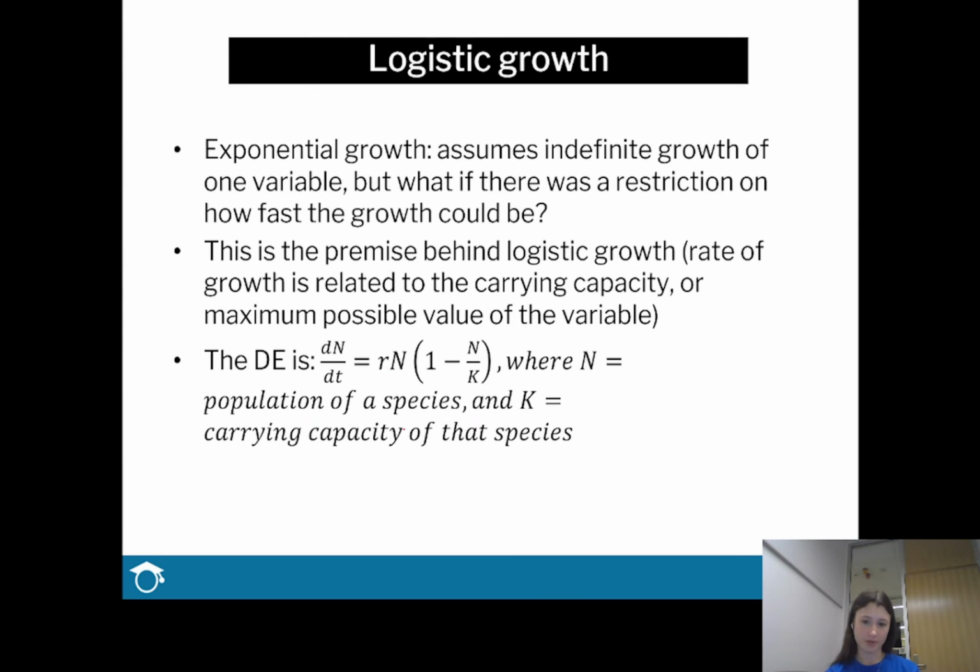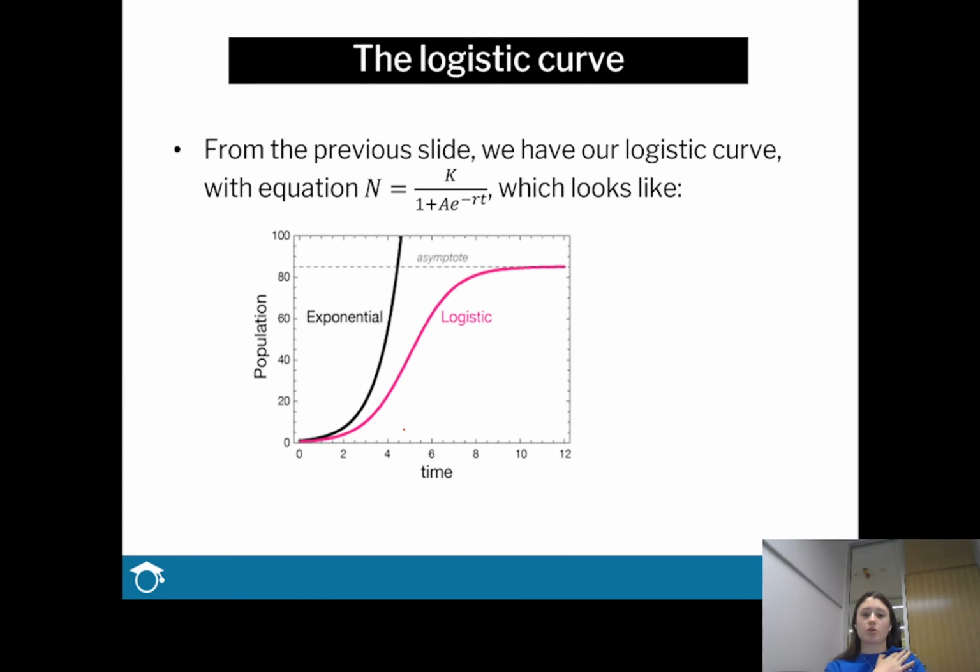So this is the derivative equation, but the logistic growth curve and the actual equation you'll most likely use is this one. I don't think this is on the formula sheet, so you might have to remember this one. But as you can see here, the exponential function just increases indefinitely, but the logistic function reaches a horizontal asymptote, which is its carrying capacity.